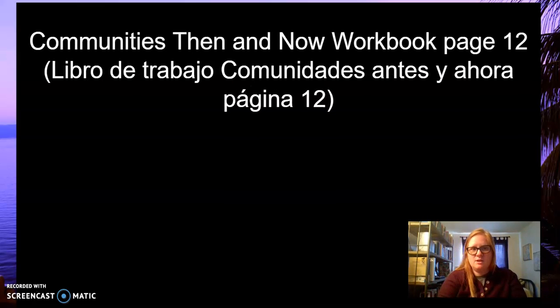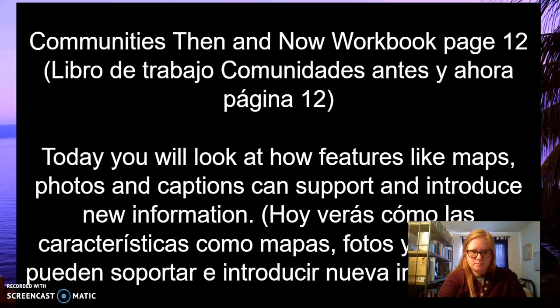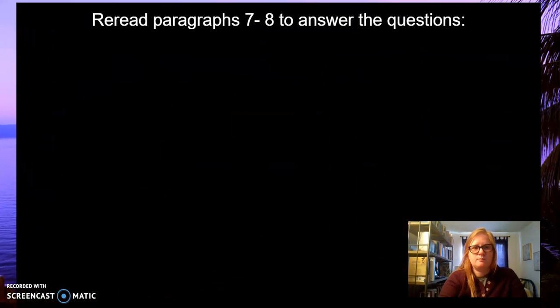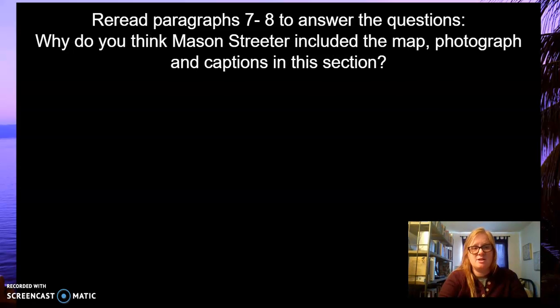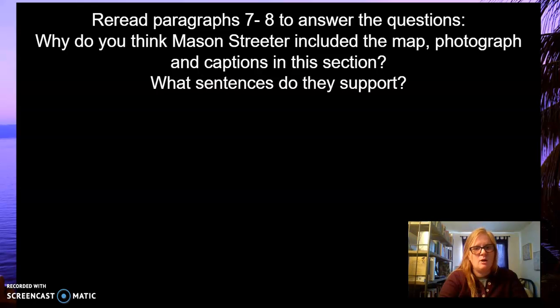You're going to go back to the Communities Then and Now workbook. You're going to look at how the features like the maps, photos, and captions can support and introduce new information, right? And the captions are the little blue underneath the picture. So you're going to reread paragraphs 7 through 8, just paragraphs 7 through 8, okay, to answer these questions. Why do you think Mason Streeter included the map, photograph, and captions in this section? What sentences do they support?